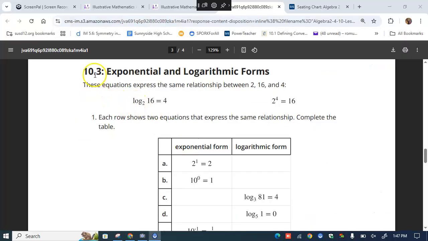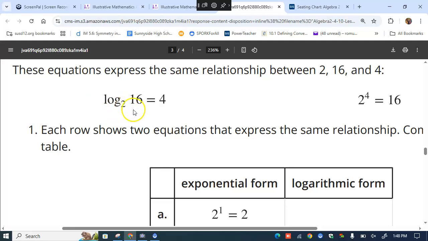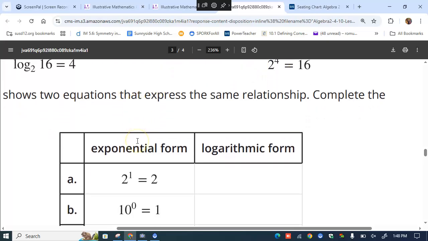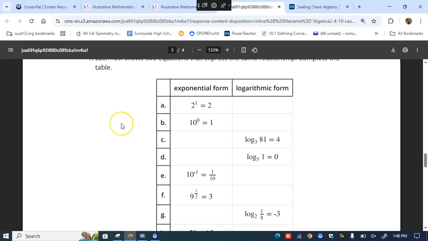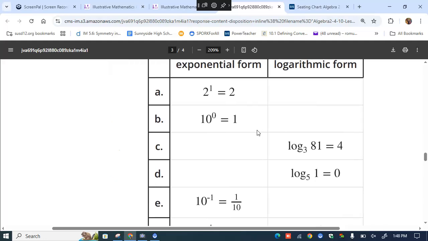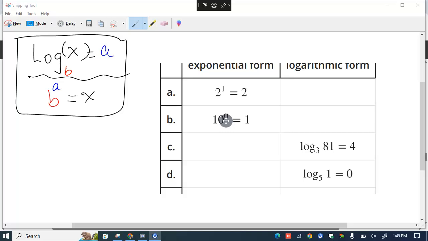This equation expresses the same relationship between 2, 16, and 4. Look, one example is already given showing how you're supposed to do it. See, log base 2 of 16 is 4, and the base is 2. On the right side, you will see that 2 raised to 4 is 16. Now, likewise, can we apply it right here to each one of these? So we'll do the first 4. I'll make it a little bigger so that you can clearly see. And the trick is, for those who are still having confusion, watch this.